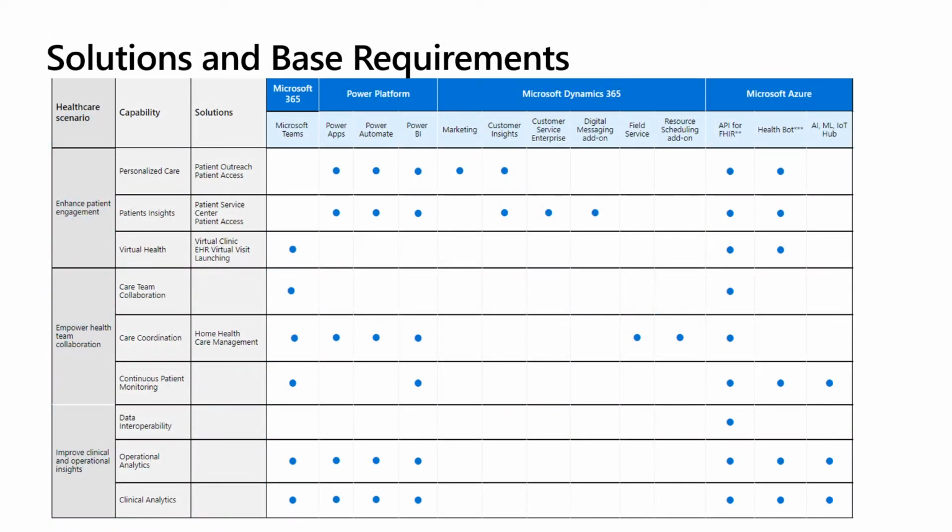Solutions and base requirements. Depending on the healthcare scenario that you wish to take advantage of and the capability you wish to deploy, you would need to have the base requirements deployed inside Power Platform, Microsoft Dynamics 365, and Microsoft Azure. For example, if you wanted to take advantage of patient outreach or patient access, you would need to have deployed Power Apps, Power Automate, Power BI. From Dynamics 365, you would need to have Marketing and Customer Insights, and from Microsoft Azure, you would need to deploy API for FHIR and HealthBot. Each of these components would need to be licensed separately.